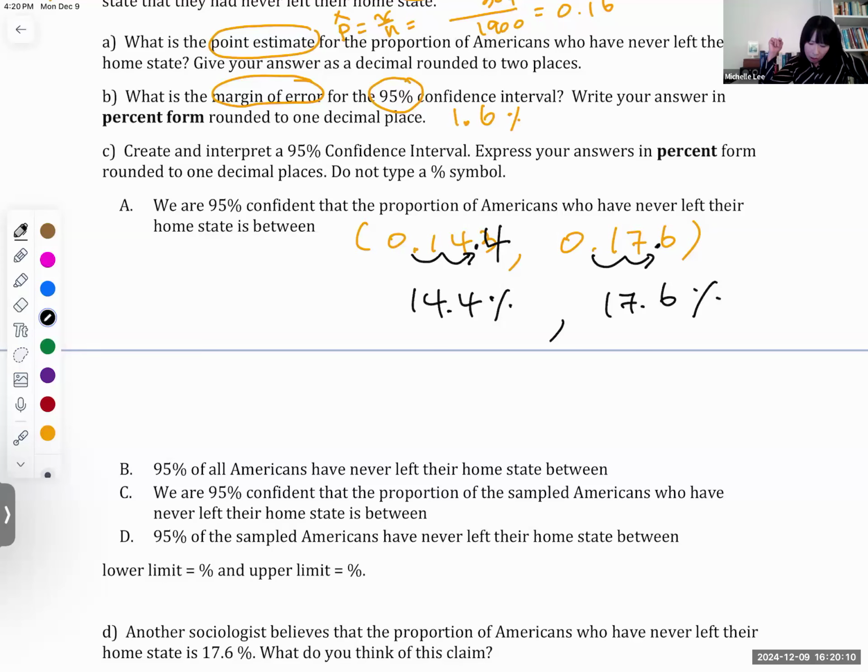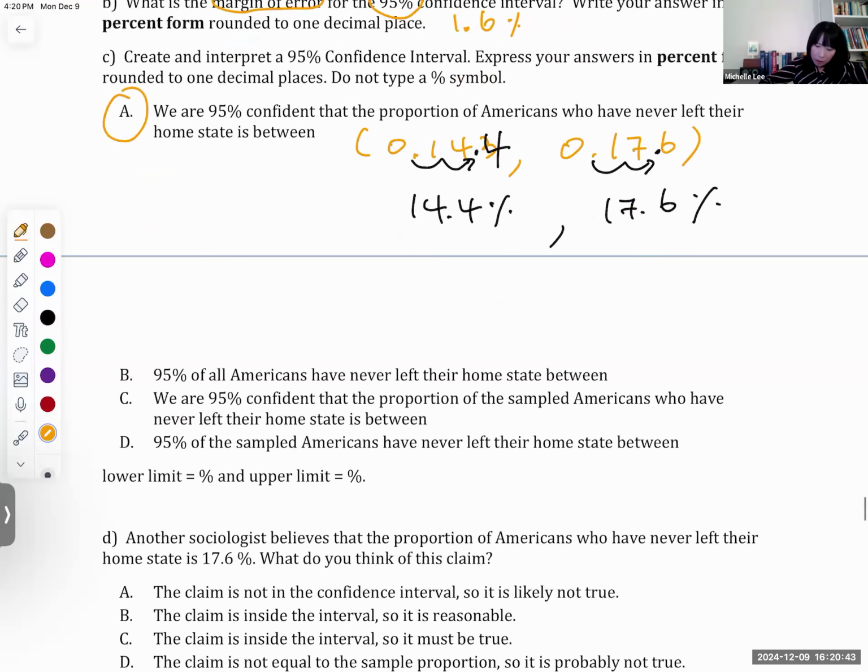A, we are 95% confident that the proportion of Americans who have never left their home state is between 14.4% and 17.6%. Okay, that is a good one. You guys okay with this? All right, next one.